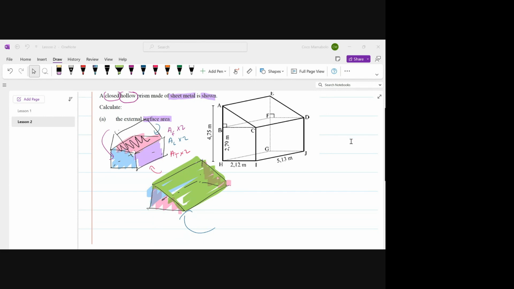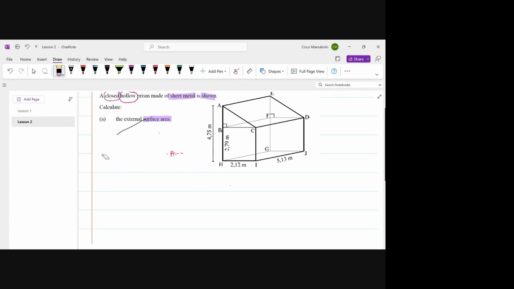All right, let's go ahead and look at our calculation. We want to calculate the total surface area. I'm going to break it up: the total surface area is equal to the surface area of my rectangular prism plus the surface area of my triangular prism. Let's start with the rectangular prism. Its surface area is equal to, let's start with the front.